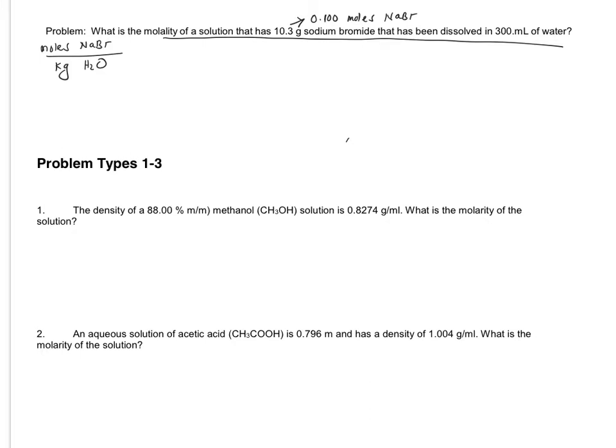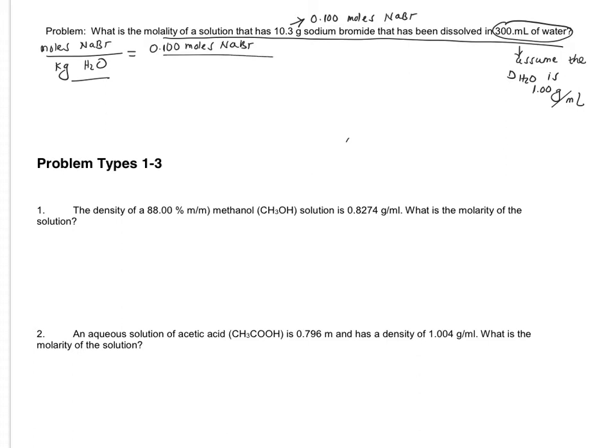And what we need to get is the kilograms of water. But how can we get kilograms given that we have volume of water in milliliters? We have to assume the density of the water is 1 gram per mL. Okay, so we have our numerator, which is 0.100 moles.